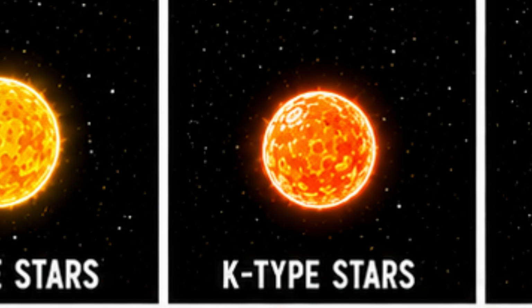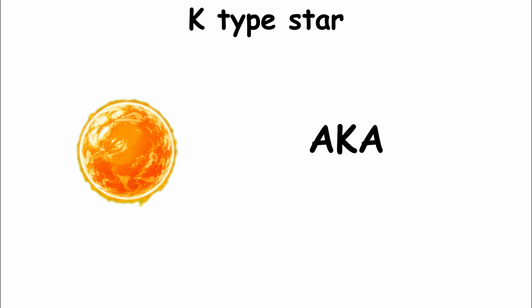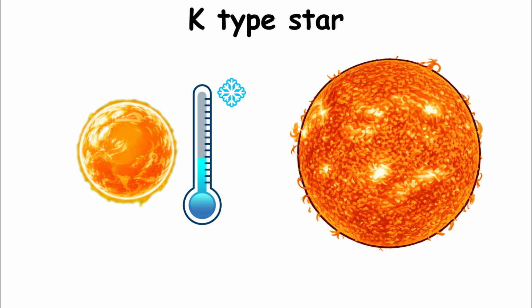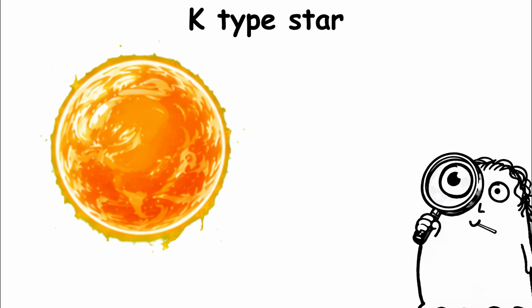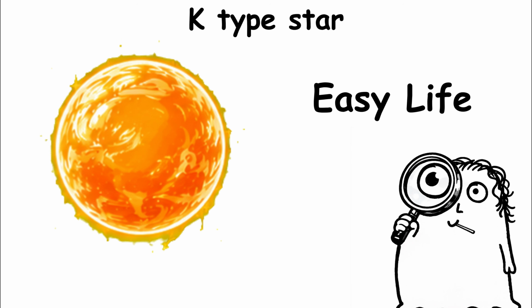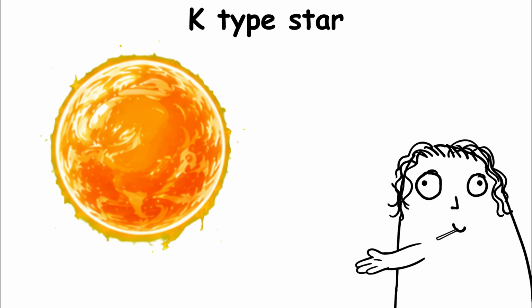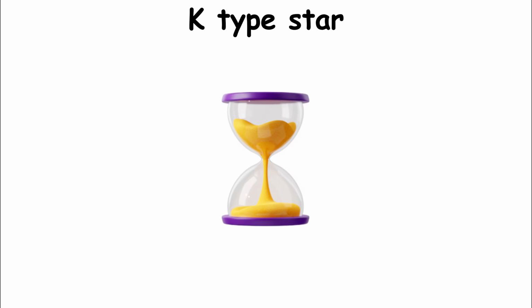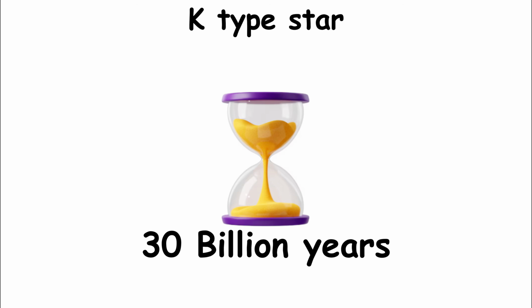K-type stars, commonly known as orange dwarfs, are cooler and less massive than G-type stars. These stars are particularly important in the search for extraterrestrial life because they emit significantly less harmful ultraviolet radiation than Sun-like stars, while remaining stable for extraordinarily long periods, often up to 30 billion years.